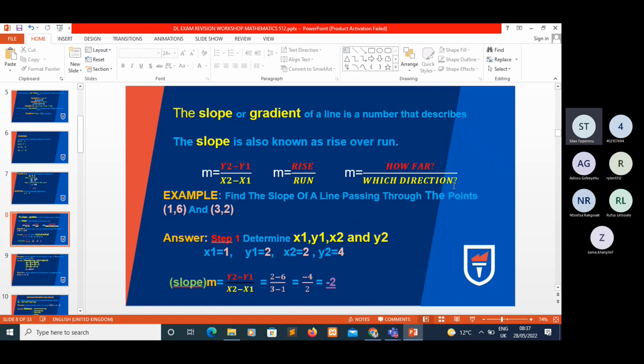So let's say now you are given two points on a graph. Then you are asked to calculate a slope. A slope is also what you call a gradient. So whenever you're given two points on a graph, and you are asked to calculate a slope, you should know how to calculate a slope.